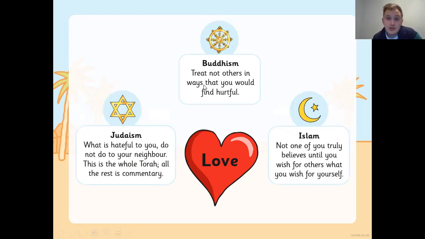Buddhism says, treat not others in ways that you would find hurtful. Again, it's all about not hurting people, showing people respect. And Islam, not one of you truly believes until you wish for others what you wish for yourself. Again, thinking of others.